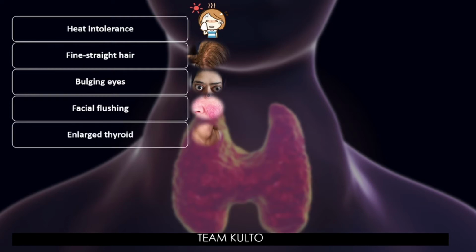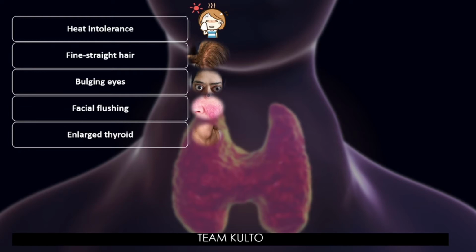Next, you have your enlarged thyroid. A goiter can sometimes occur when your thyroid gland produces too much thyroid hormone. In someone who has Graves' disease, antibodies produced by the immune system mistakenly attack the thyroid gland, causing it to produce excess thyroxine. This overstimulation causes the thyroid to swell.